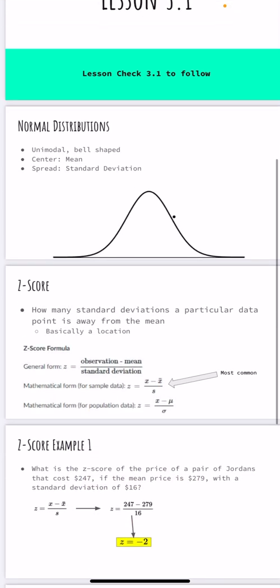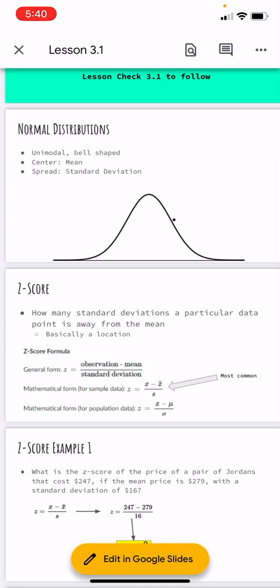So we're going to talk about something called a z-score, and this is really the first true statistical thing that we're going to talk about. A z-score is a location. A z-score is how many standard deviations a particular data point is away from the mean. In that distribution at the top of the screen, the mean is the dead center, right? The mean is in the middle. Standard deviation is how far away from the middle a particular point is. So a positive z-score means you're above the mean.